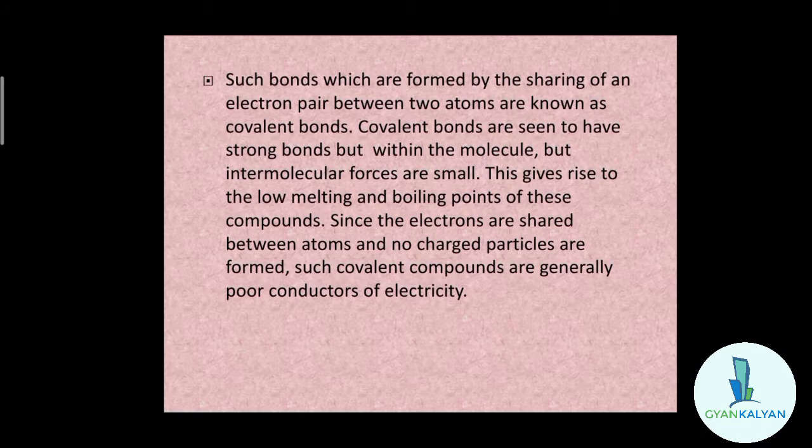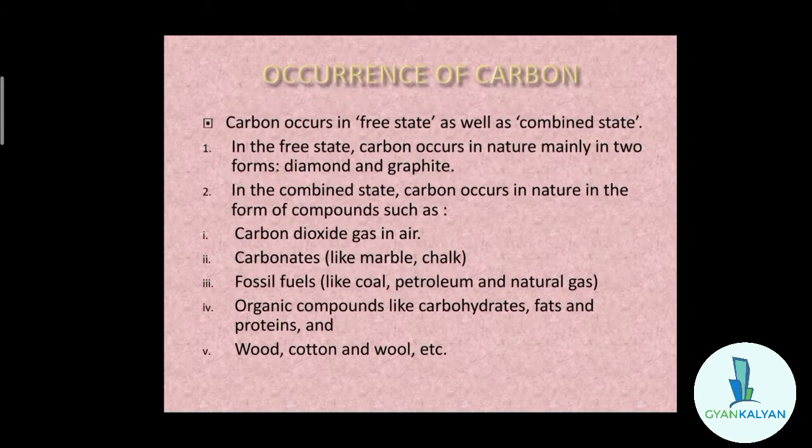As we have seen in the case of ionic bonds, in covalent bonds the electrons are being shared, so no charged particles are formed. So those covalent compounds are generally poor conductors of electricity. Why? Due to the absence of charged particles. So next we will see the occurrence of carbon.